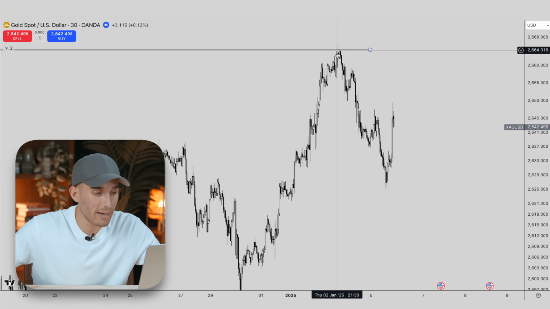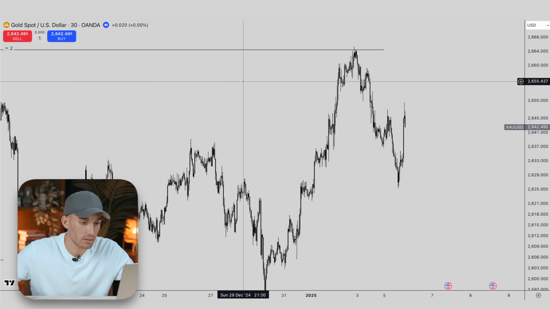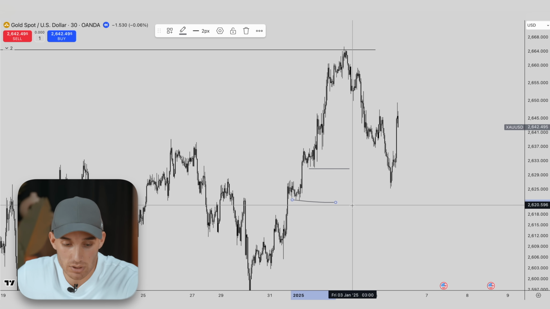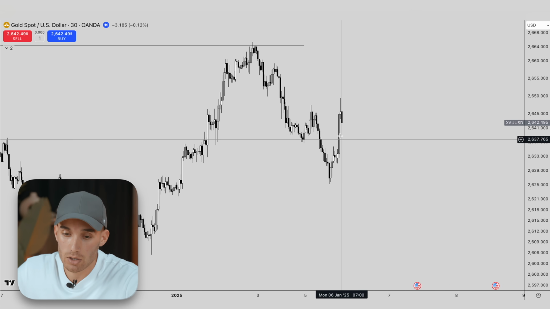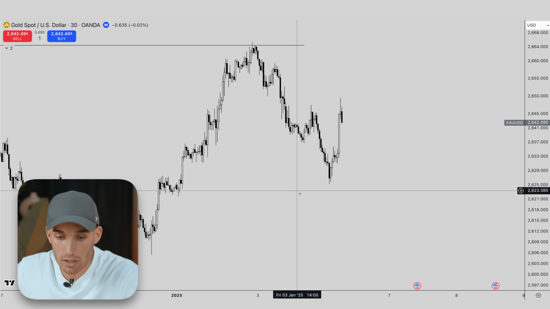Okay, so we get a pullback. Remember, after taking out these internal highs, anticipate some sort of bearish price action. Now, we're not going to be buying just because we stabbed out internal lows here or even lows here. No. We need to react to what current price is telling us. And you always want to identify when traps are occurring. And look what's going on right now.